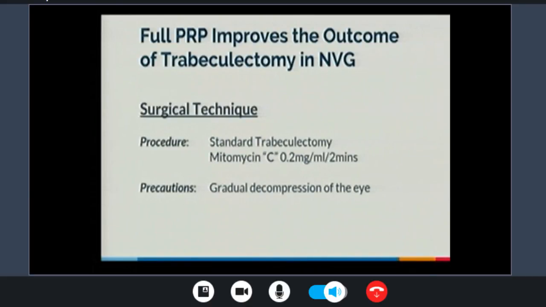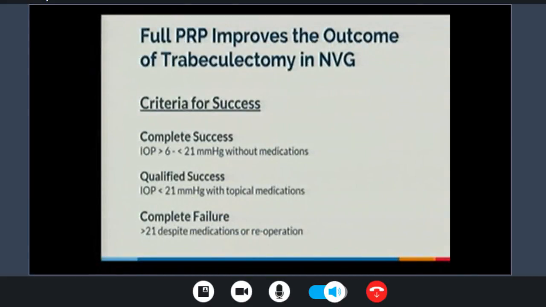Then I utilize the time by putting my pre-placed sutures, the 2 corner sutures for the scleral flap. After the first suture, I decompress further. When I put the second suture, I decompress further again, and then I make my trabeculectomy opening or fistula. The indication was pressure above 21 with medication failure, those not controlled with medication.